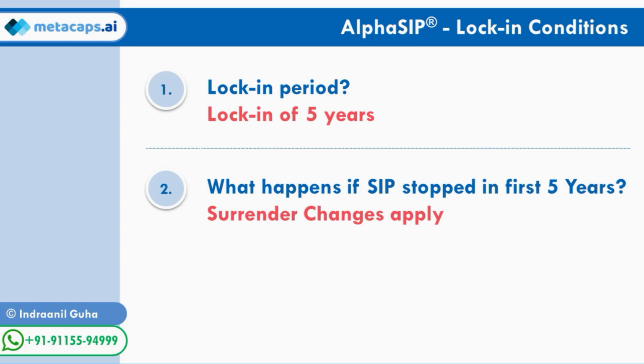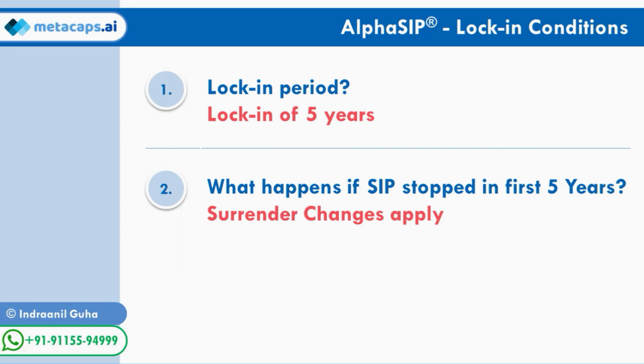What happens if you are not able to continue your investments for 5 years? Let's say there is a family emergency and you have to stop your SIP. Typically, if at the end of 2 years you are not able to continue your SIP, the money will go into what the ULIP companies call a suspense account.